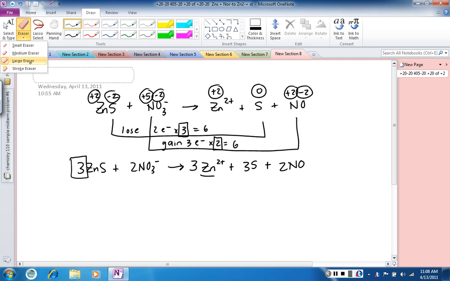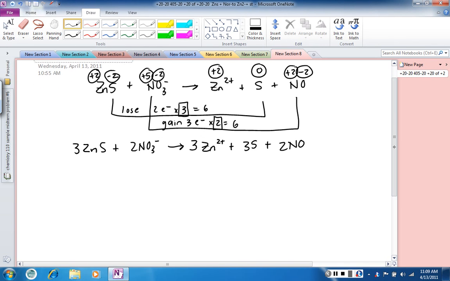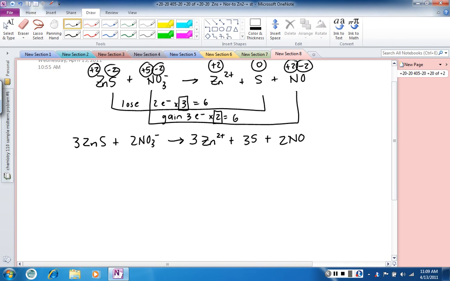So let me erase those. I'll just make this nice. So that's 3 Zn's there. Okay. So now that we got that taken care of, now we need to balance our O's with H2O. There are 2 times 3, there's 6 O's over here. Over here you've got 2 O's. So we're going to add 4 waters on the right side. So now our O's are balanced.